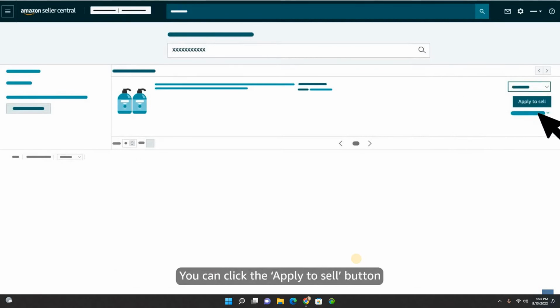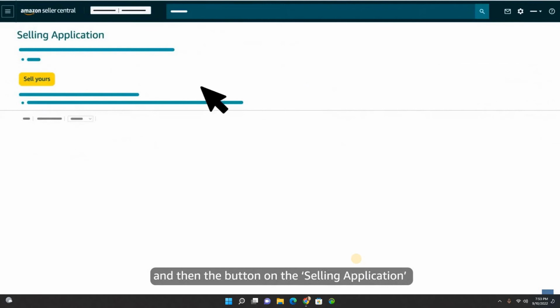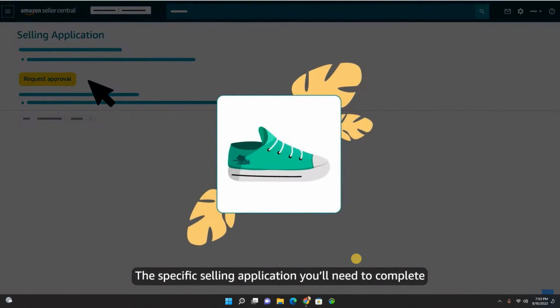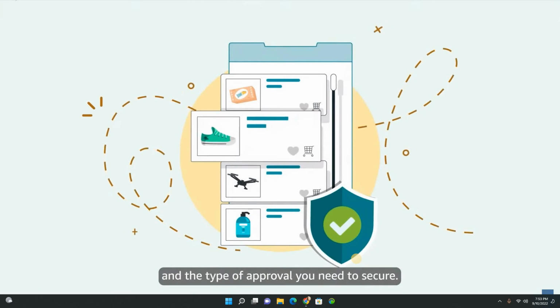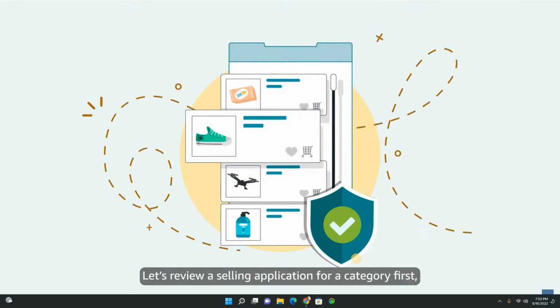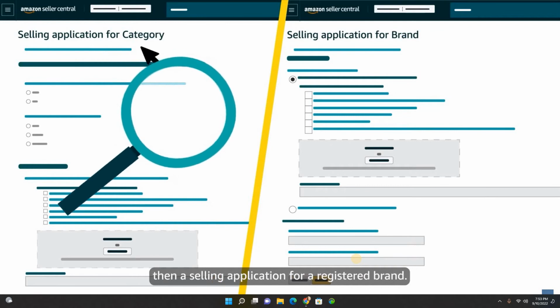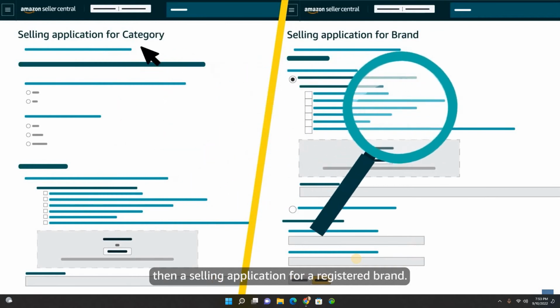You can click the Apply to Sell button and then the button on the selling application page to begin the approval process. The specific selling application you'll need to complete will depend on the product you're trying to list and the type of approval you need to secure. Let's review a selling application for a category first, then a selling application for a registered brand.